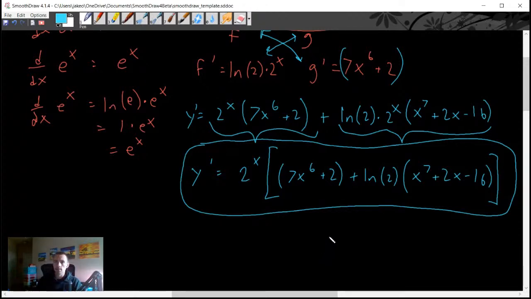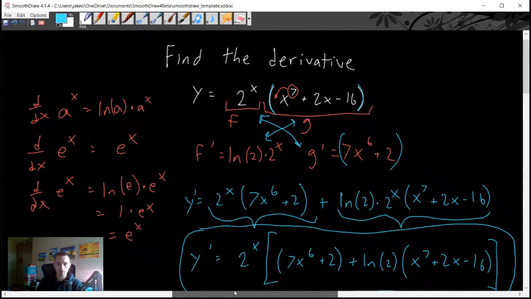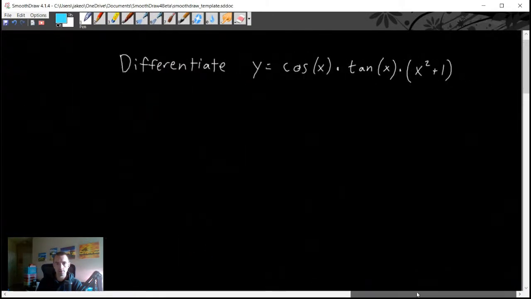All right, still not seeing any questions in the live chat, so we'll keep it rolling here. We got another product rule example to go over here. So let's go ahead and scroll on this way. We're going to differentiate y equals cosine of x times tan of x times x squared plus 1 in parentheses.